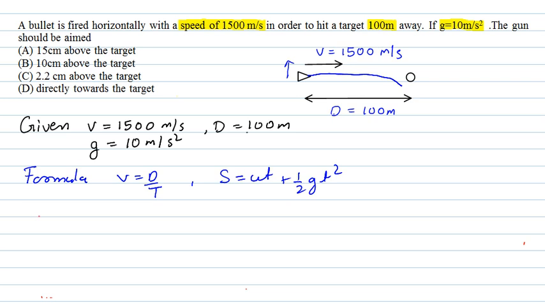This question is considering two journeys. The first one is the horizontal journey. From the horizontal journey we will find the duration for which the bullet takes to hit the target.